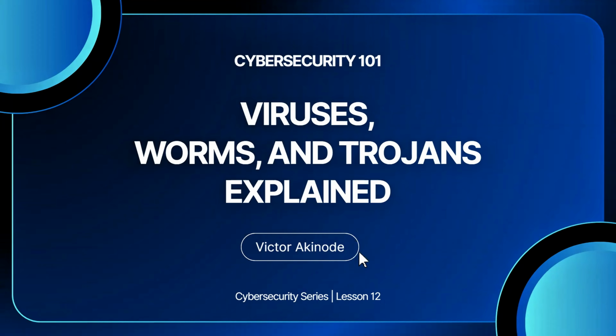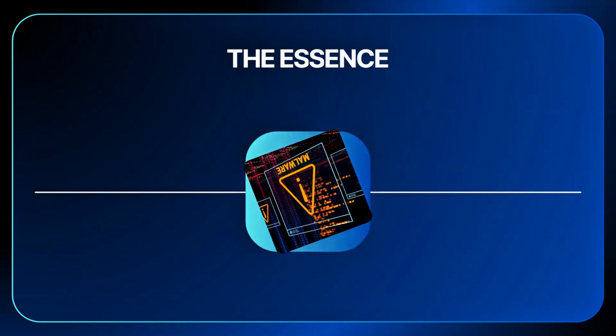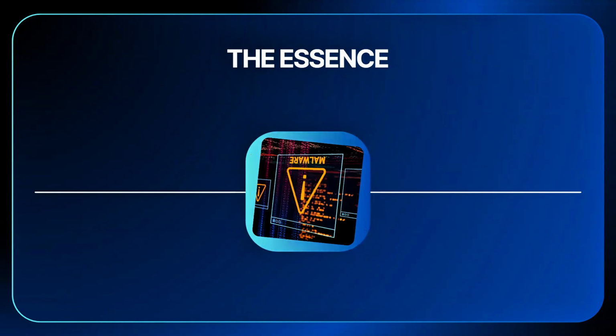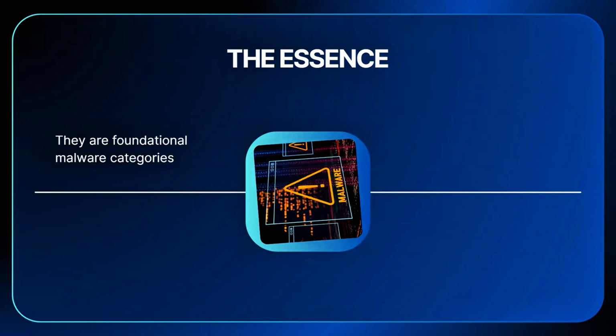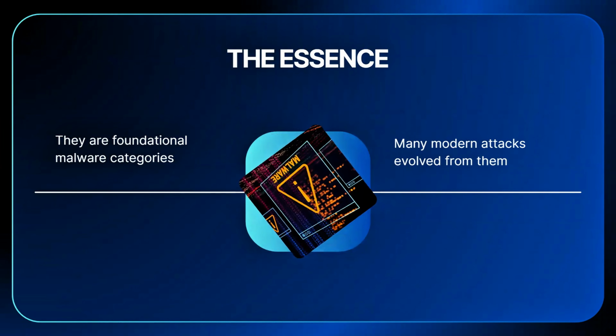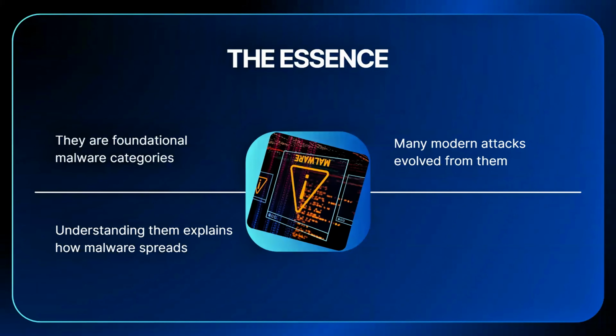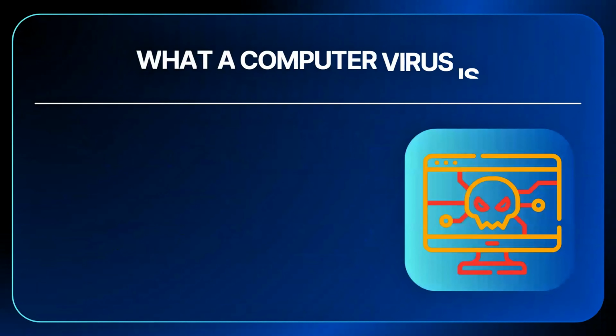But in this lesson, I will explain viruses, worms, and Trojans in a connected way so you can clearly see how they spread, why they work, and how modern attacks still rely on these same ideas. Now, what's the essence of these malwares? These malware types form the foundation of how many attacks work today. They are core malware categories every beginner must understand. Also, many modern attacks evolved from these early techniques, and understanding them explains how malware spreads because they help you recognize common infection patterns. Now, let's pick them one after the other.